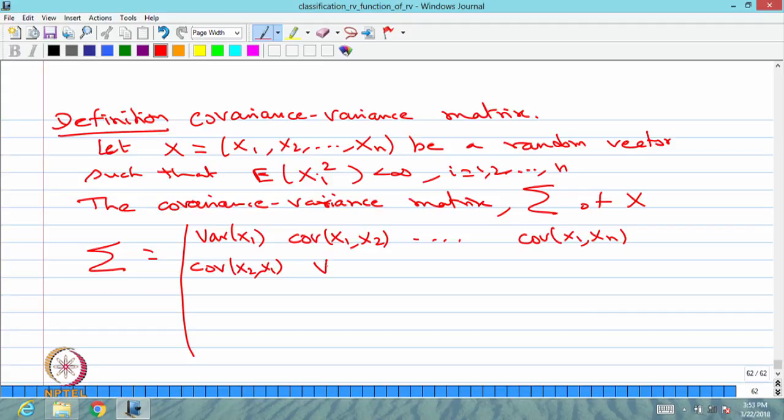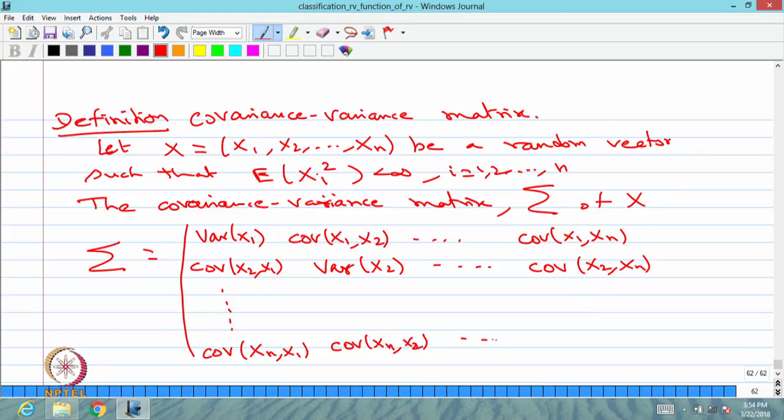Second row, second element, that is a diagonal element, that is variance of x2. Like that you can keep writing. The last element in the second row, that is covariance of x2 with xn. Like that you can fill up the last row with the first column, that is xn with x1. The last row, second column, that is covariance of xn with x2, and so on. The last row, last element, that is a diagonal element, that is variance of xn.